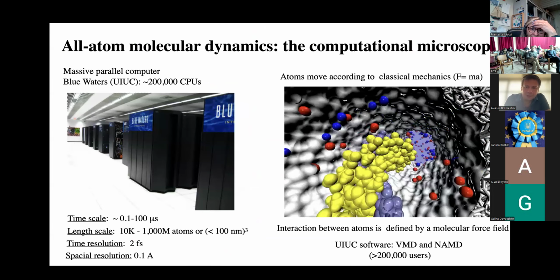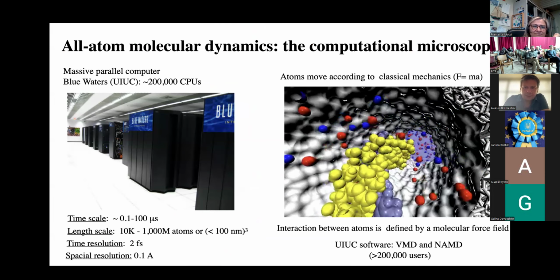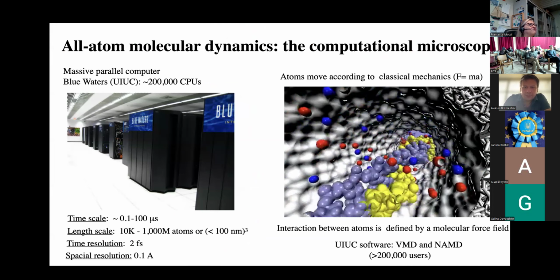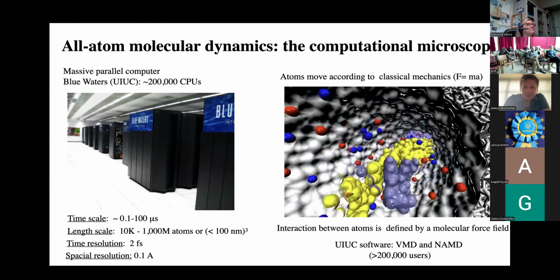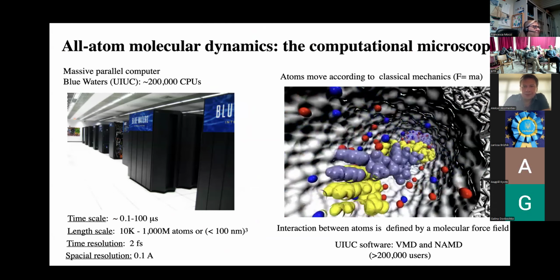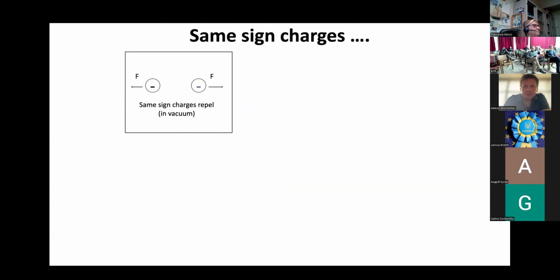So we've been using our computational microscope to investigate various DNA systems. Very briefly, atom by atom, we build microscopic models of, say, DNA, and then we simulate processes by integrating Newton's equation of motion. So at the end of the day, we get this kind of a movie where things move. My first example here will have to do with DNA electrostatics.